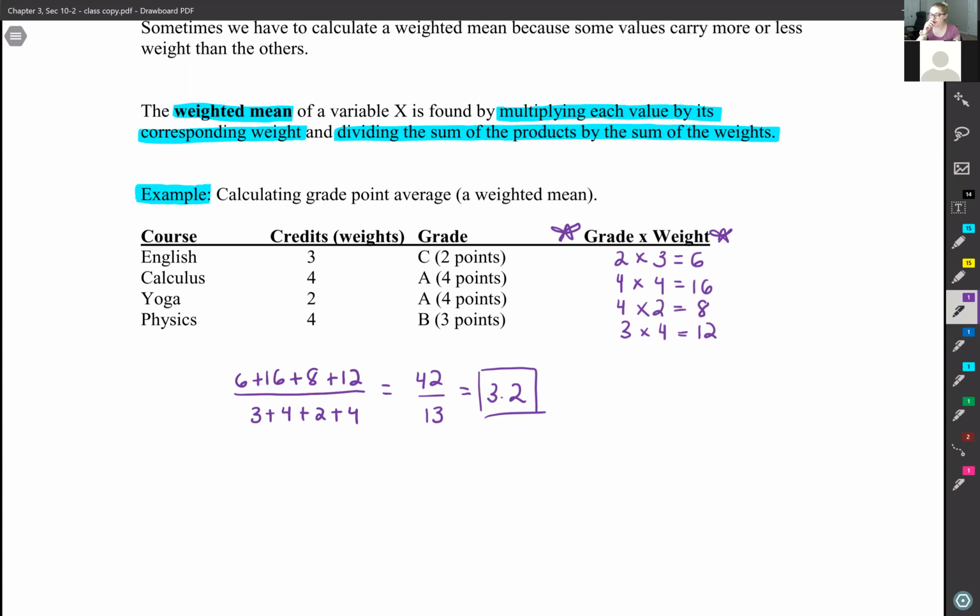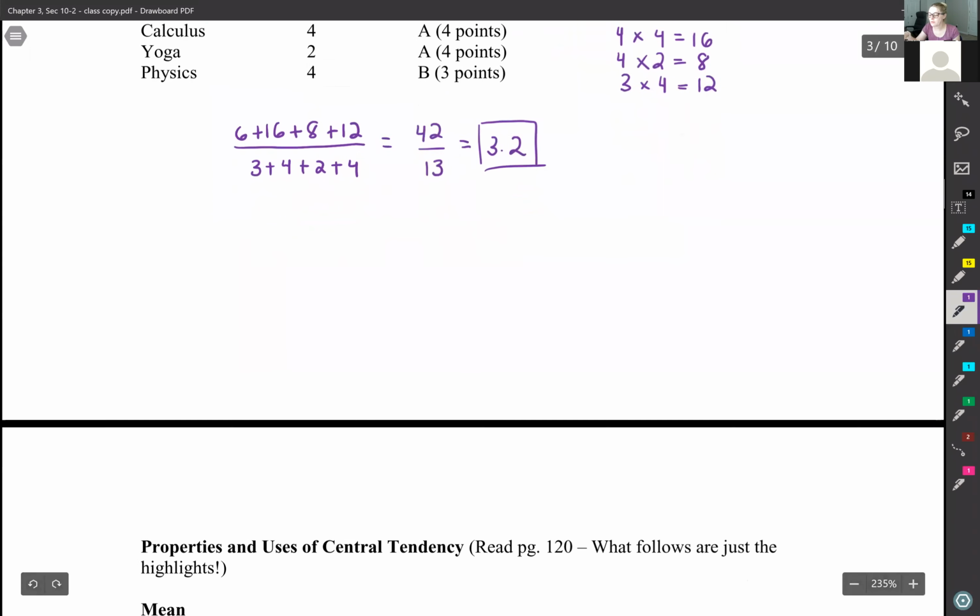If you're looking for more on the weighted mean, I recommend looking at the textbook because I believe they go over more than one example. And the textbook has different examples than what I do in class as well. So if that's a little confusing, maybe just reading through the section in the textbook.